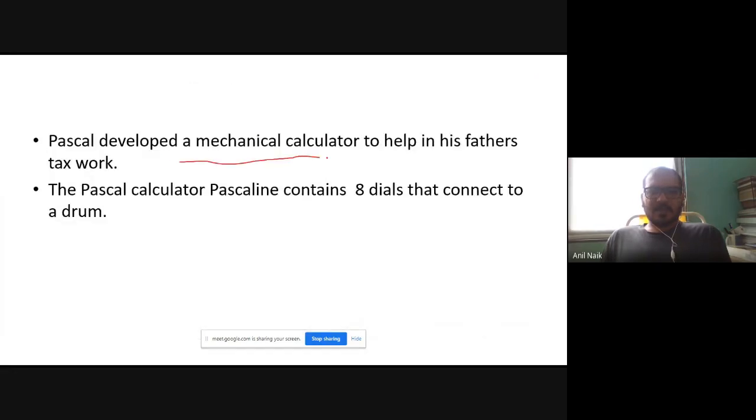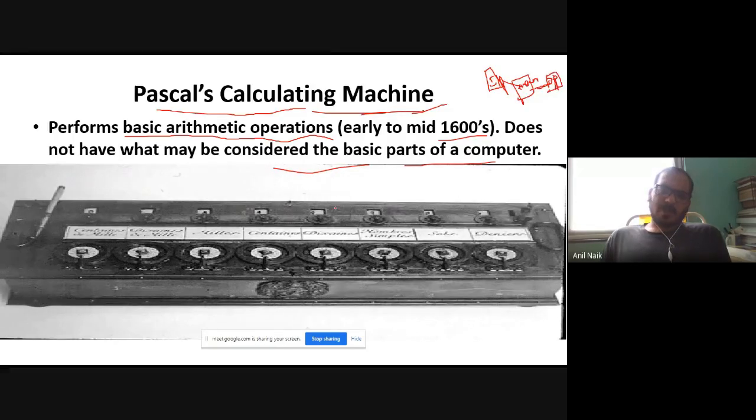So Pascal developed the mechanical calculator. It helped in his father's tax work for tax calculation. The Pascal calculator, the Pascaline, contains 8 dials that connect to a drum. Nowadays such devices are available in museums, and there are some videos also available, so you can see how it works.